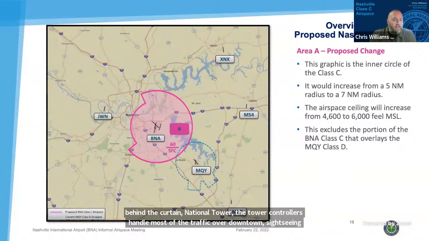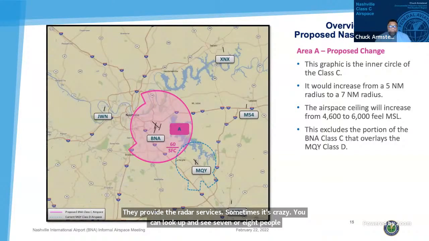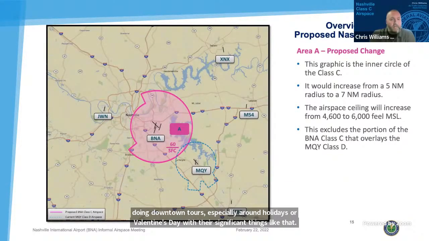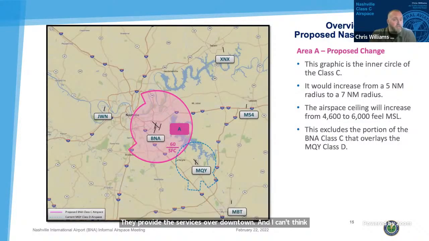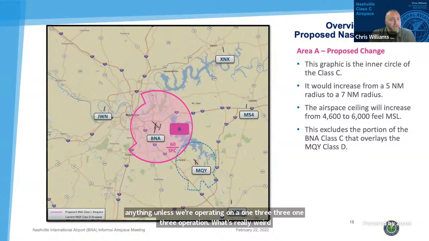And I can't think, unless we're operating on a straight 1-3 operation with really weird winds, or a straight 3-1 where we're departing towards downtown, we almost 100% of the time just approve those operators over that area. So the cutout is to help those that don't want to talk to us. And we'll still provide the same services we do now, as far as flight following over downtown for requested tours.